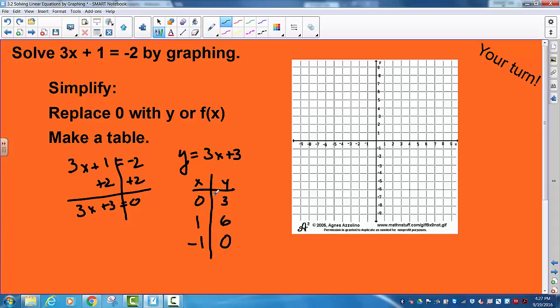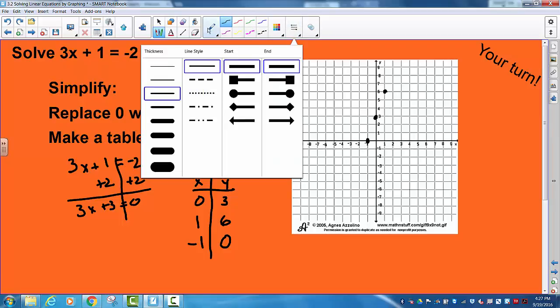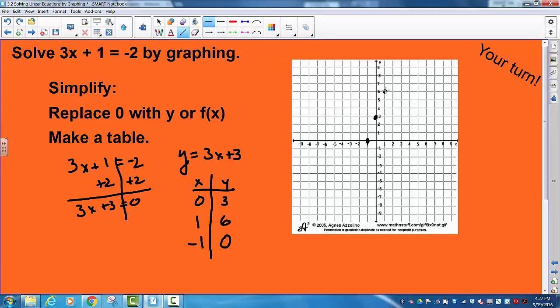So now we come over here and we graph. We've got 0, 3, and we've got 1, 6. And we've got -1, 0. And then we draw our line through here.